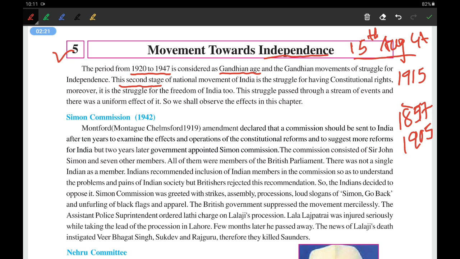This is the main struggle for having constitutional rights. The Indian leaders wanted to enter politics and make their mark along with the Britishers. Moreover, it is the struggle for the freedom of India too. This struggle passed through a stream of events and therefore had a uniform effect. We shall observe the effect in this chapter.